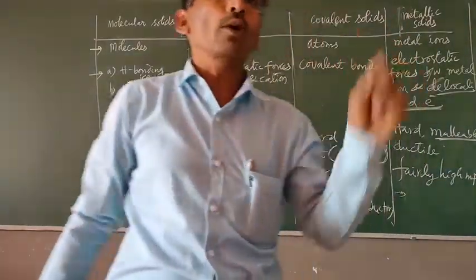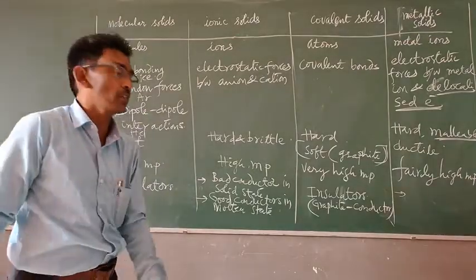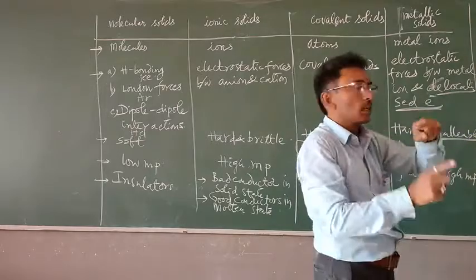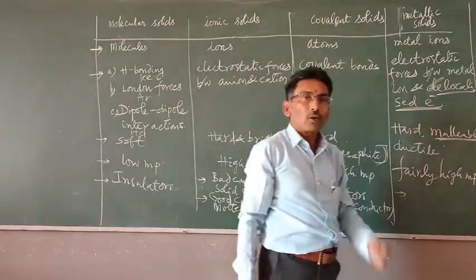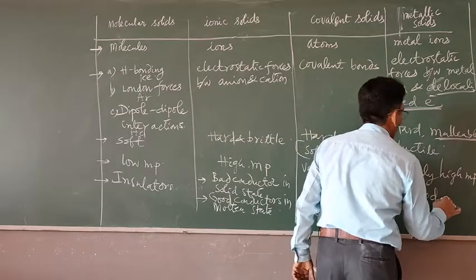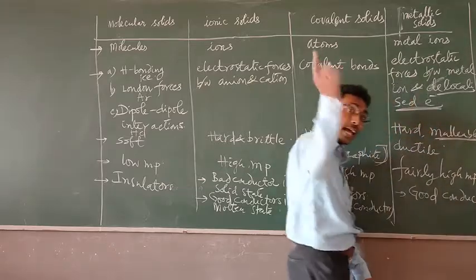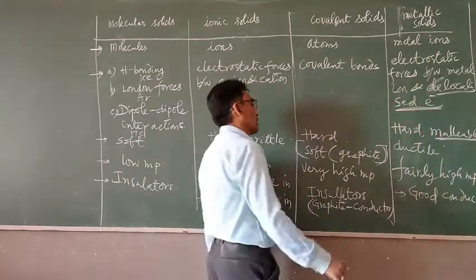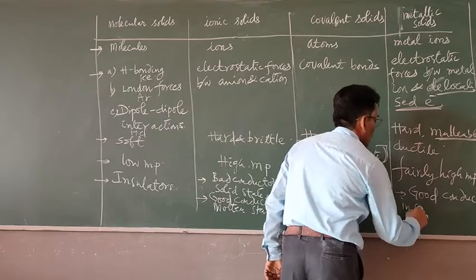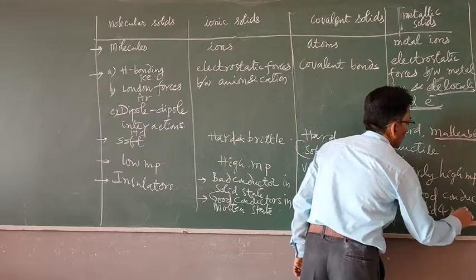Even while the class is going on, some students, very few students, want to move from one bench to another bench. Like that, here the electron is moving throughout the crystal, and due to the motion of electrons, these are good conductors. In which state? Solid state. Good conductors in solid state as well as molten state.